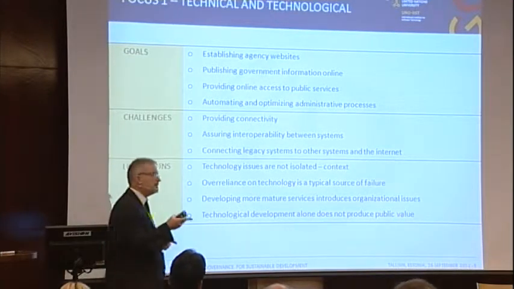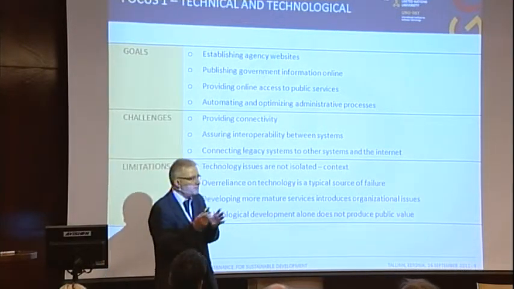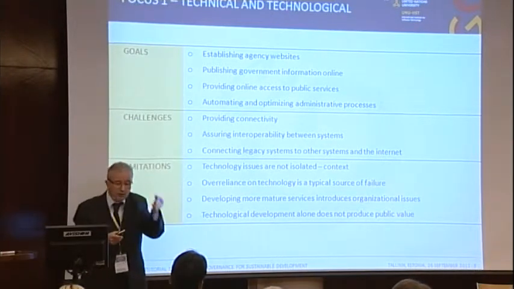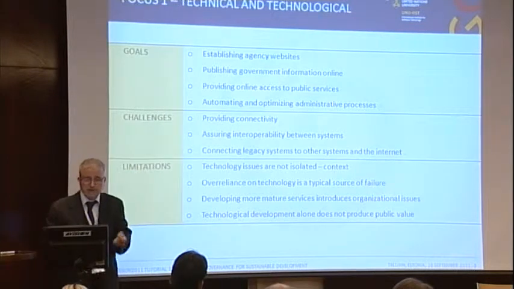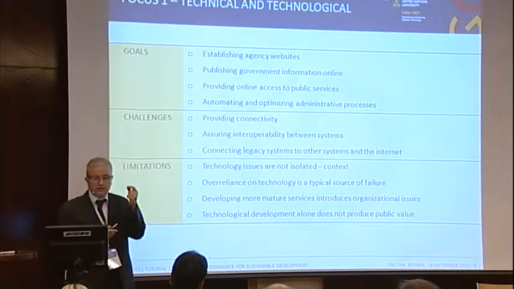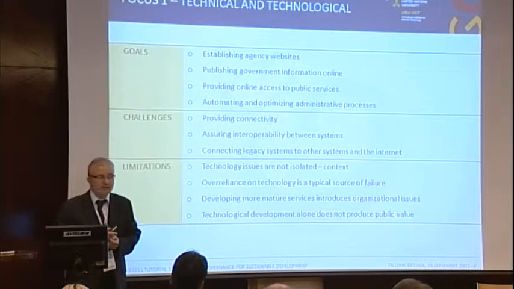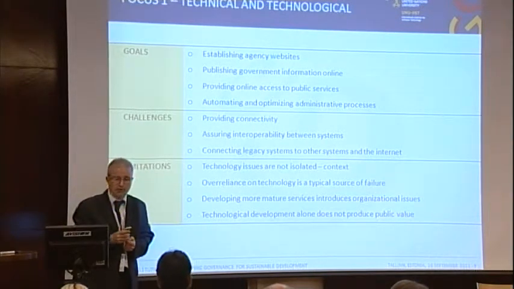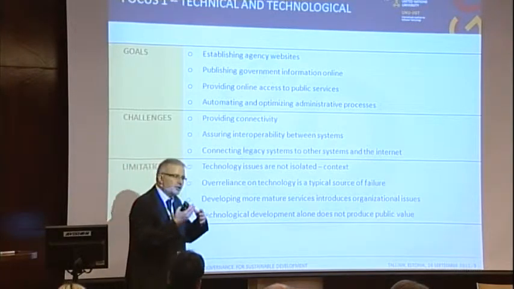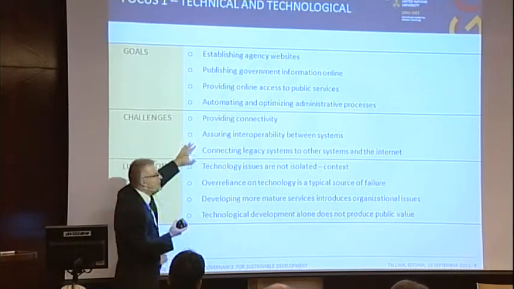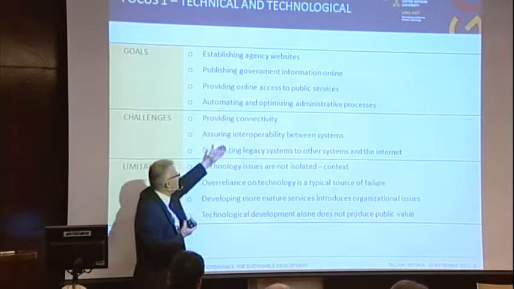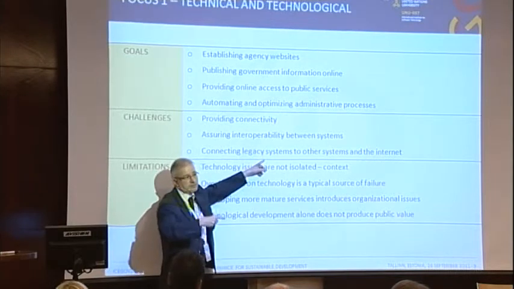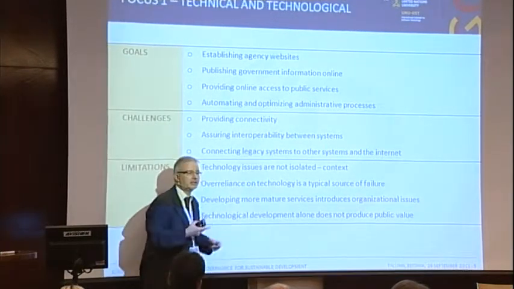At the beginning of electronic governance, and in many places until today, the focus is technical and technological. The goals are to establish government websites, to publish government information online, to provide online access to public services, to automate and optimize administrative processes. The corresponding challenges are technical: providing connectivity, assuring interoperability between systems, connecting legacy systems to other systems and the internet, and others.